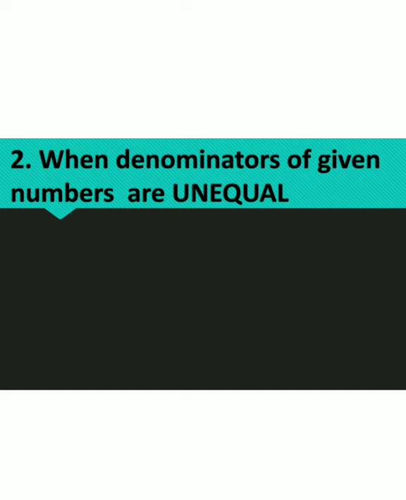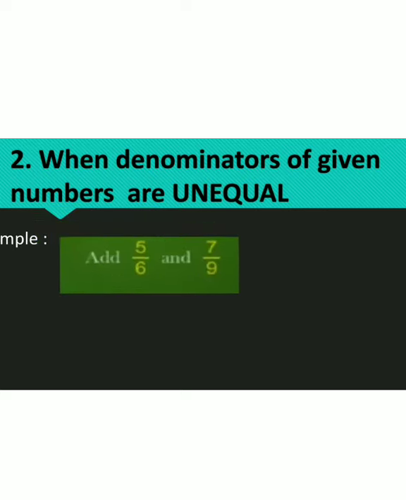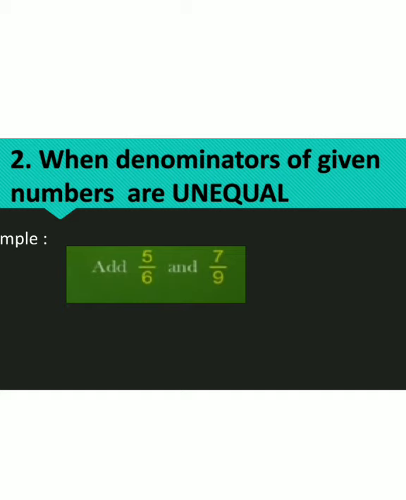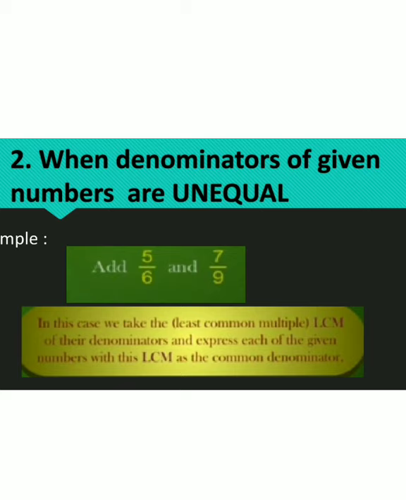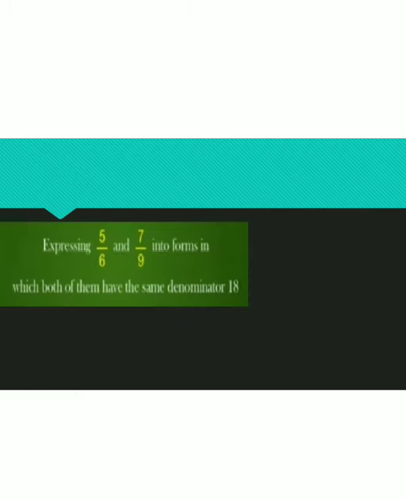Second case, when denominators of given numbers are unequal. For example, add 5 by 6 and 7 by 9. Here these two are unlike fractions because the denominators are different. In this case, we take the least common multiple, that is the LCM of their denominators, and express each of the given numbers with this LCM as the common denominator. Expressing 5 by 6 and 7 by 9 into forms in which both of them have the same denominator 18.